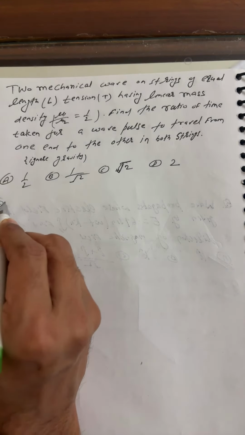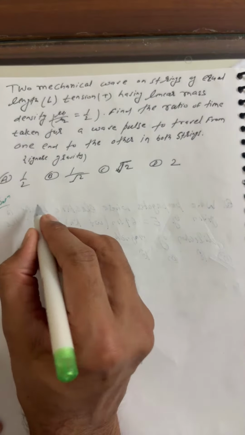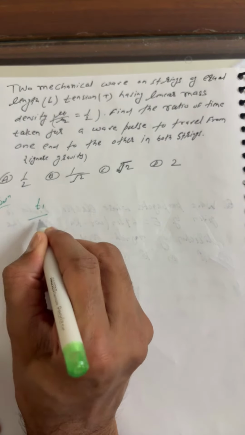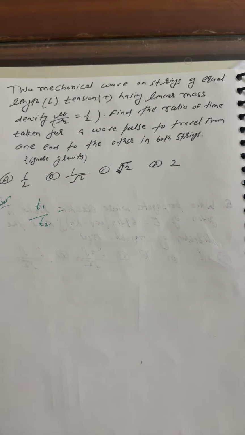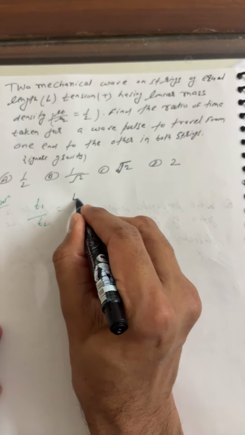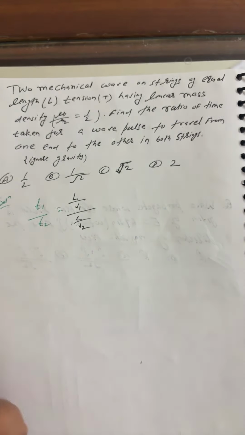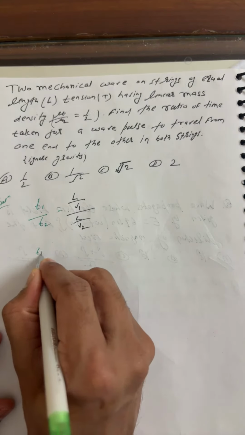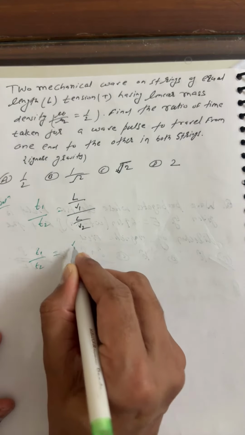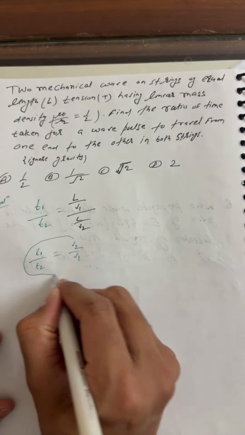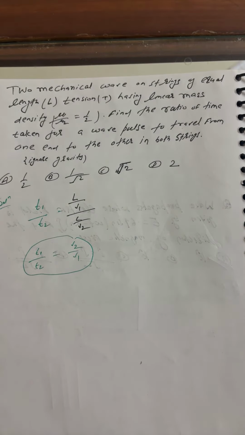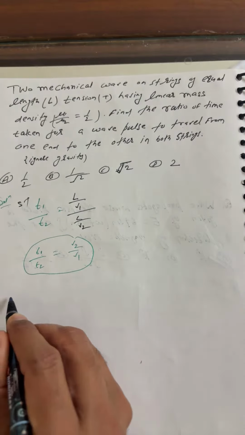We have to find the ratio of time, T1 by T2. What is time? Distance upon speed. So T1 by T2 is L1 by V1 upon L2 by V2. L remains the same, so finally T1 by T2 is V2 by V1. So we wish to find V2 by V1. That is the point. This is step one for this question.